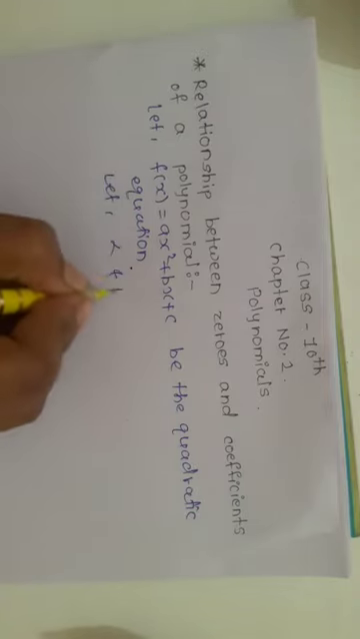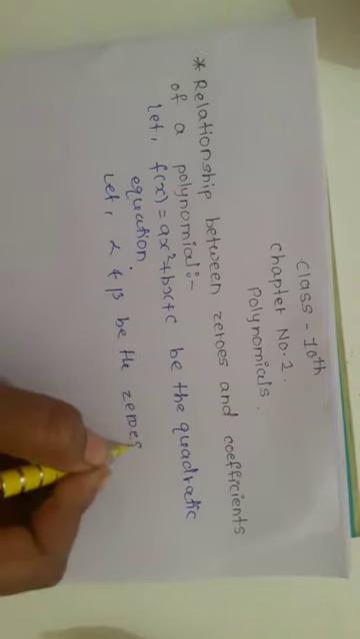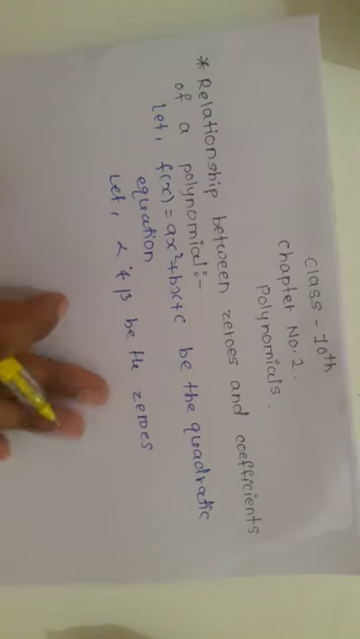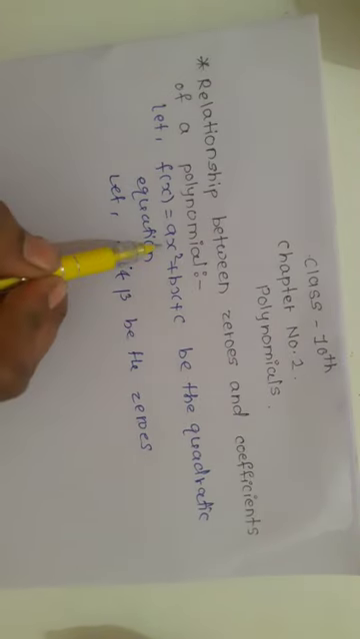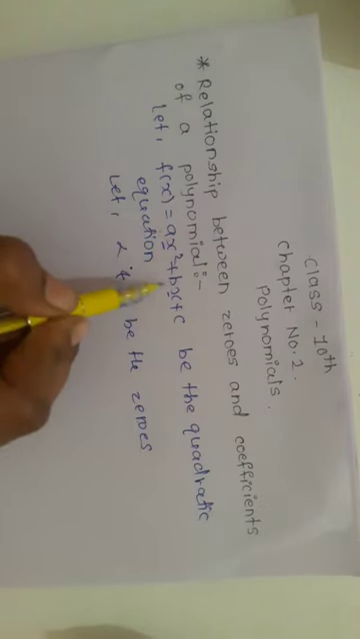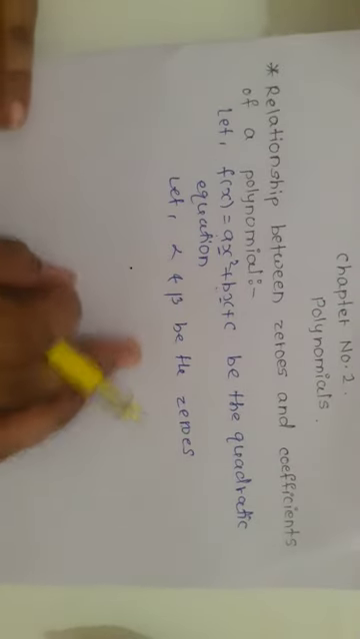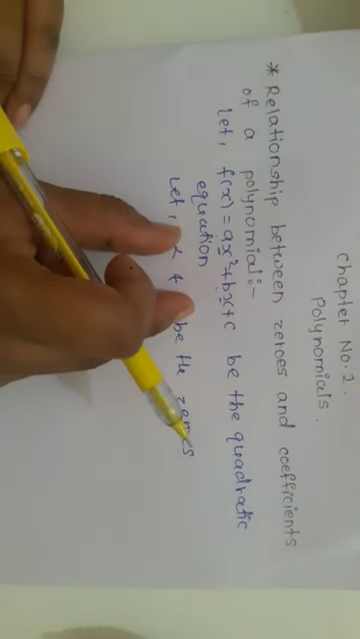Let alpha and beta be the zeros here. And what does coefficient mean? The coefficients of x square, x, and then the constant term. So the coefficient of x square is a, the coefficient of x is b, and c is the constant term. So here alpha and beta are the zeros of this quadratic polynomial.